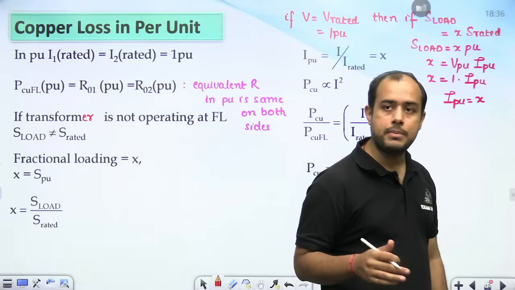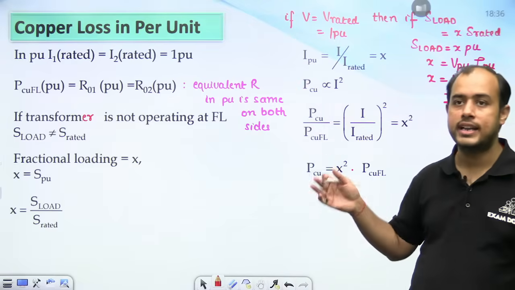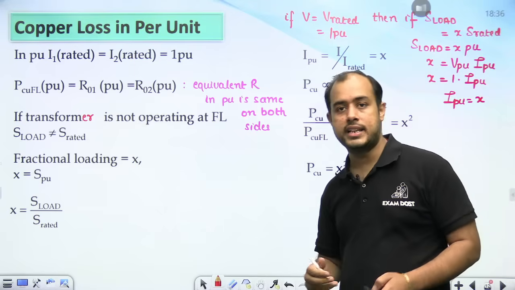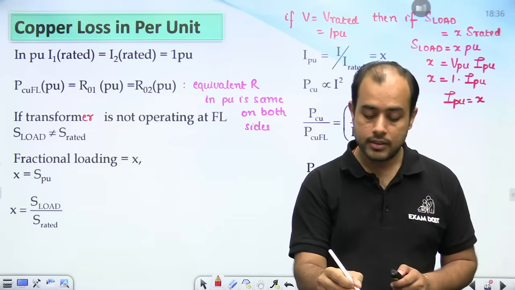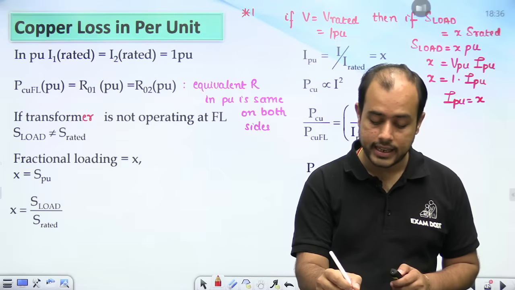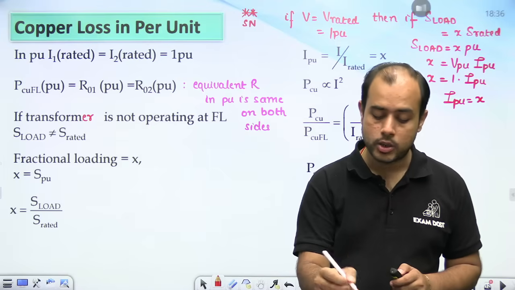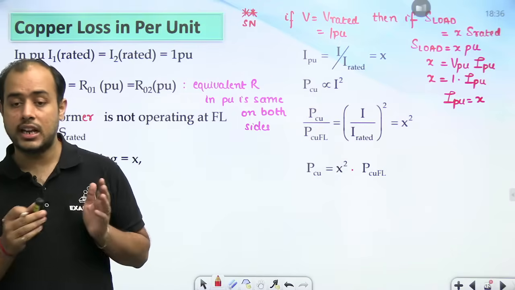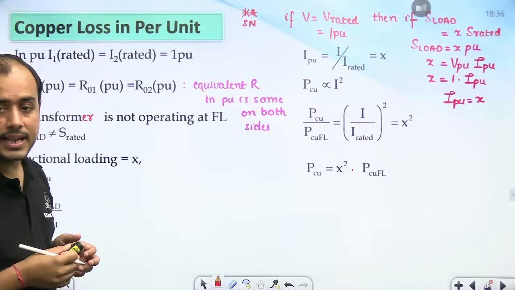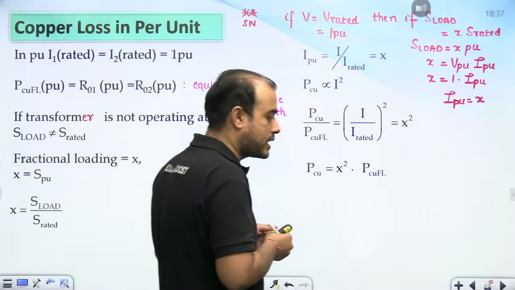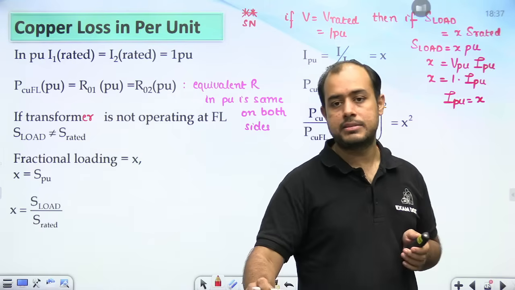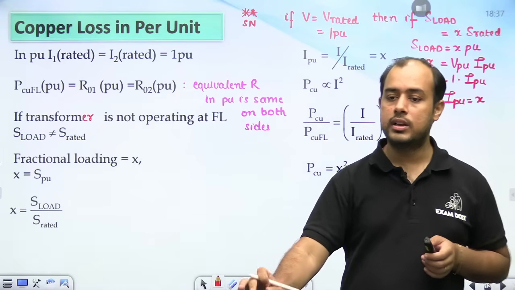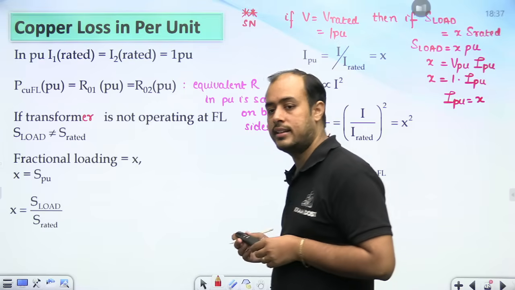Okay, same is the value of I per unit assuming that voltage is 1 pu. वोल्टेज को 1 pu मान लिया जाए तो जो पावर की वैल्यू पर यूनिट में है वही करंट की वैल्यू पर यूनिट में है. That means if the load power is X times the rated power, the load current is also X times the rated current.